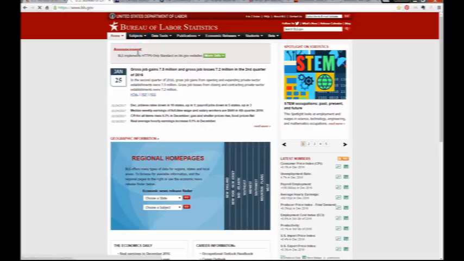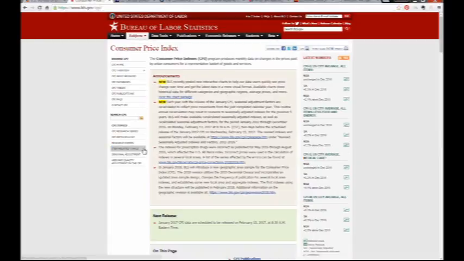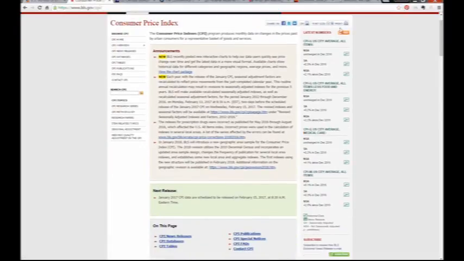CPI, Consumer Price Index. We pull it up here. As you can see, this is calculated on a monthly basis, and when they did it back in December, the information actually came out last week. It's typically the middle of the month. It was unchanged for the most part.